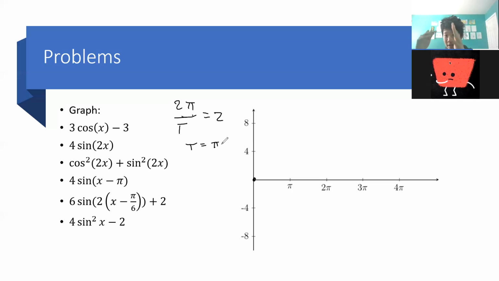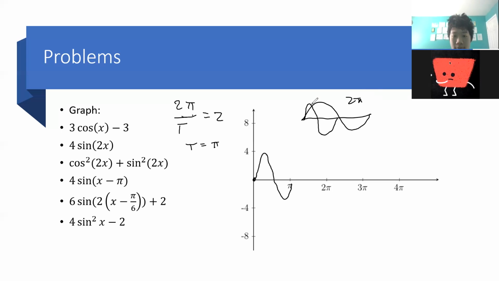So every pi, it goes, remember the regular sine function does this in 2 pi. Now we want to do the same thing, up, down, back to the original in pi. So we're going to do it a lot faster. So the period is now pi, and then we have an amplitude of 4, which means it hits the maximum of 4. So we're going to oscillate like this.